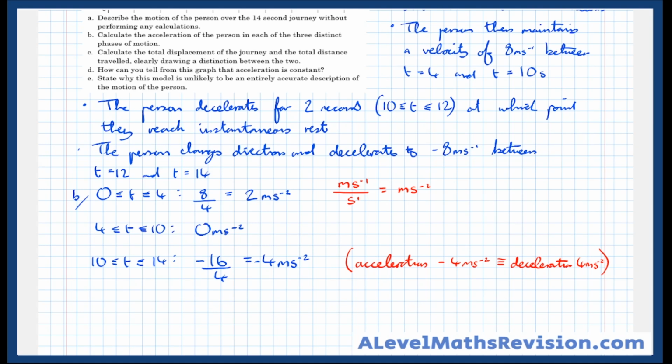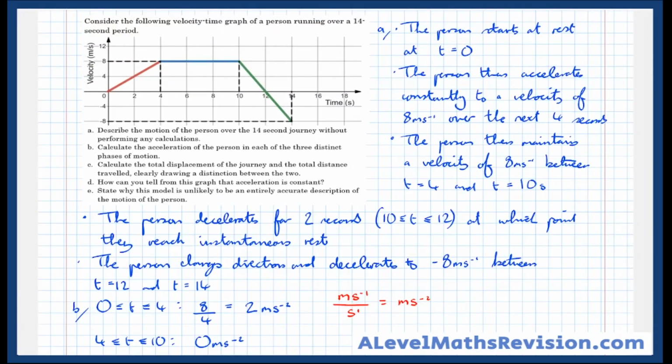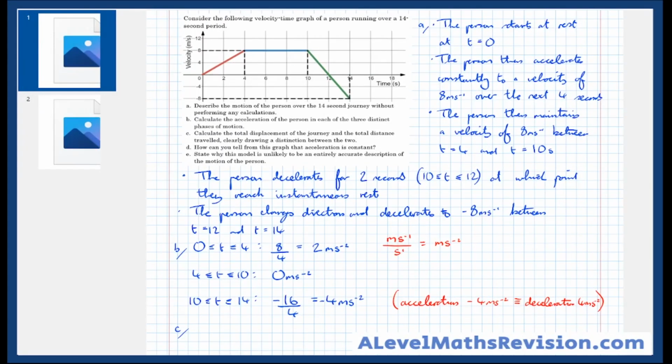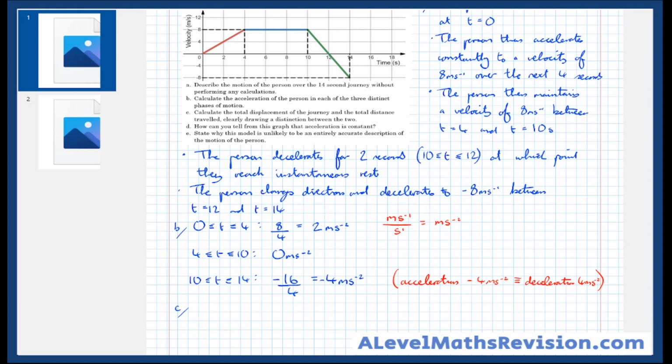Right, part C. Calculate the total displacement of the journey and the total distance travelled, clearly drawing a distinction between the two. Let's get this all on the same screen here. So on a velocity time graph, the displacement is represented by the area between the graph and the x-axis. If the area is above the x-axis, it's a positive displacement. So this section I'm highlighting yellow here corresponds to a positive displacement.